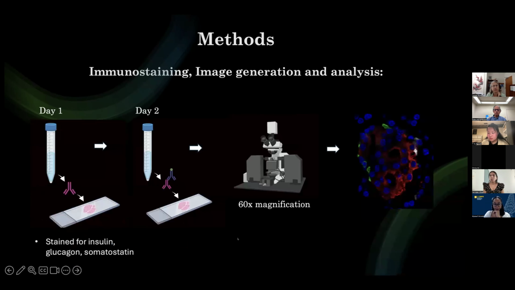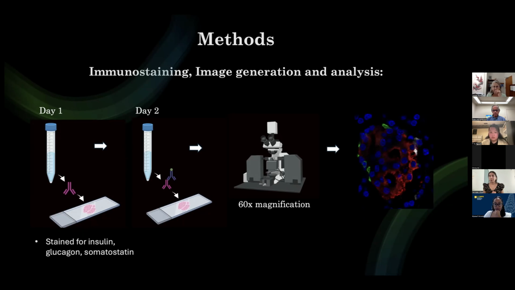The next step was immunostaining, image generation, and analysis. For day 1, we incubated these slides with primary antibody, and we stained for insulin, glucagon, and somatostatin, thus staining for alpha, beta, and delta cells. For day 2, we incubated these slides with secondary antibody. The secondary antibody was conjugated to a fluorophore, and the fluorophore has a specific color for whichever animal's primary antibody it's targeted against. In this case, insulin is red, glucagon is far red, and somatostatin is green.